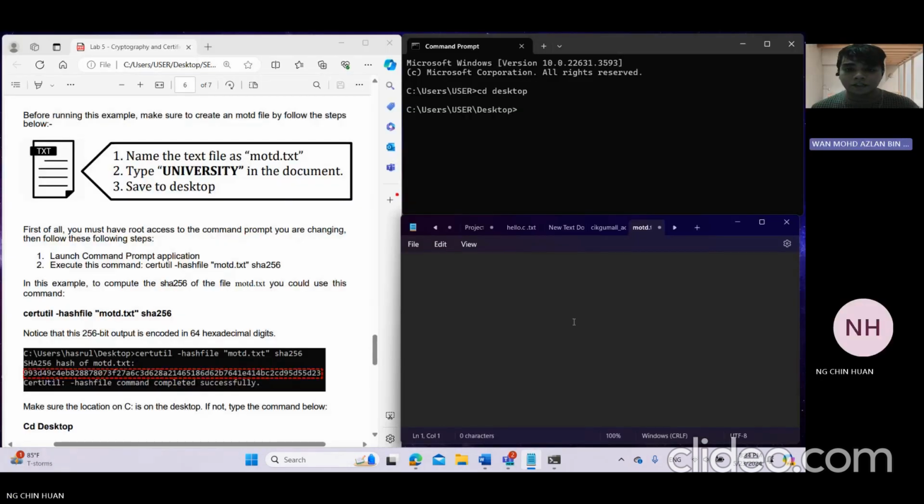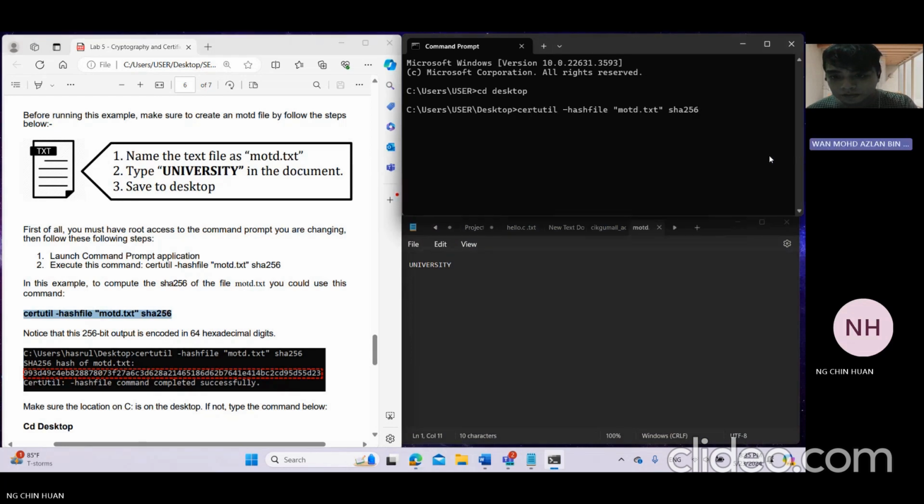Hello, I am Muhammad Azlan, and I'm going to talk about task 2. Firstly, we need to create a file named motd.txt, and inside the file we type university. After we save the file, we open the command prompt and type certutil -hashfile motd.txt SHA256 to encode the file.